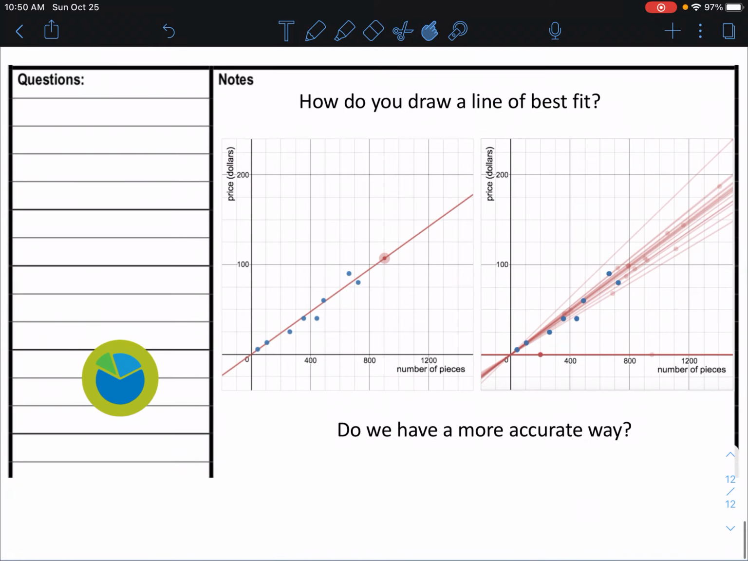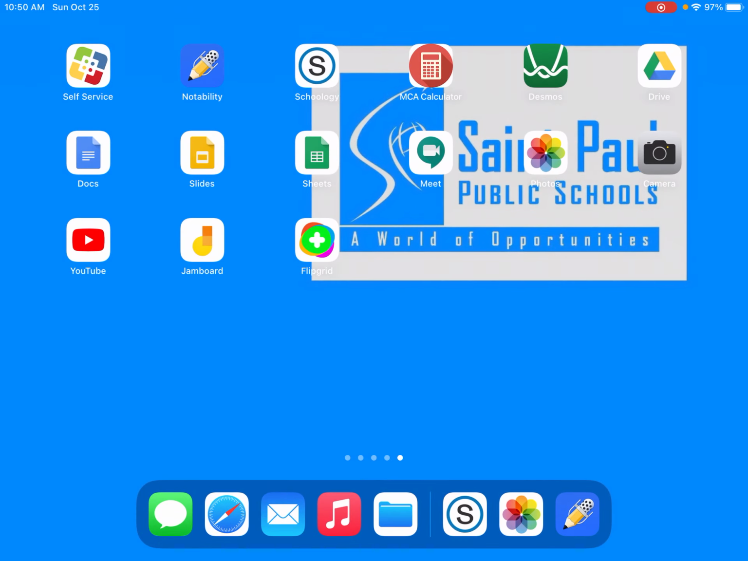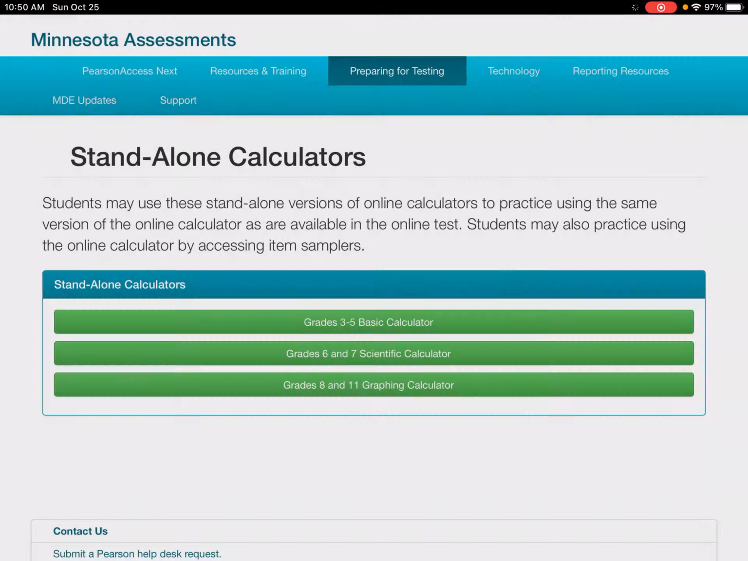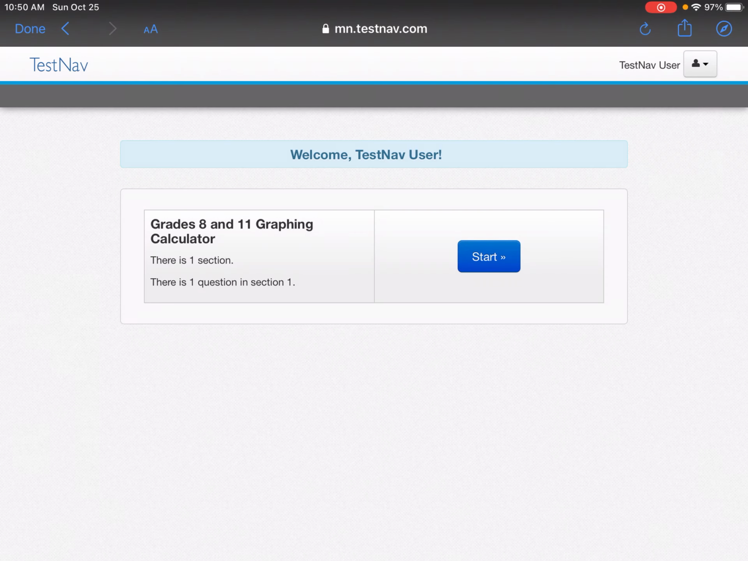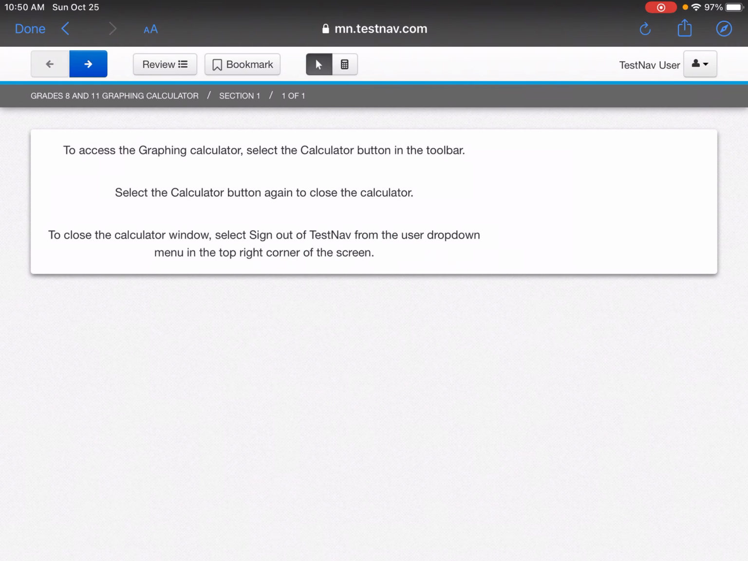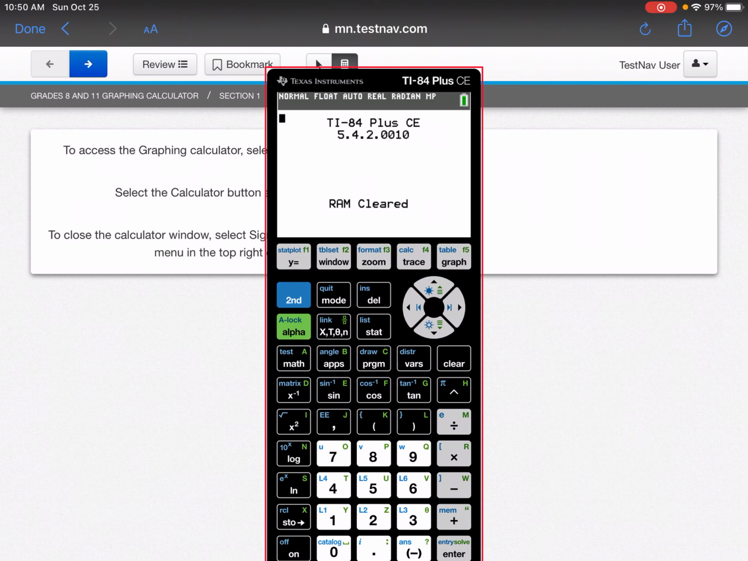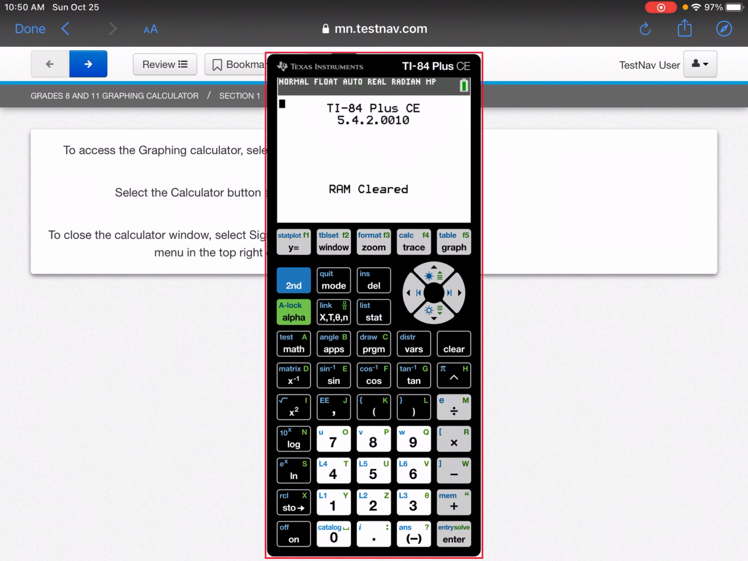Okay. So, next time we're going to talk about how this is done, but this time what I need you to do is to go in and find your MCA calculator. Mine's here at the top, and make sure that you can get in here and everything is working, because this is the calculator you will have to use. So if you haven't used this before, make sure that you can access this and you don't have any problems.